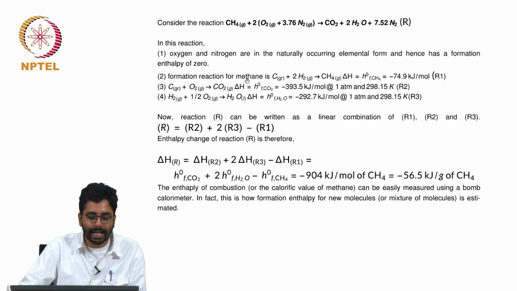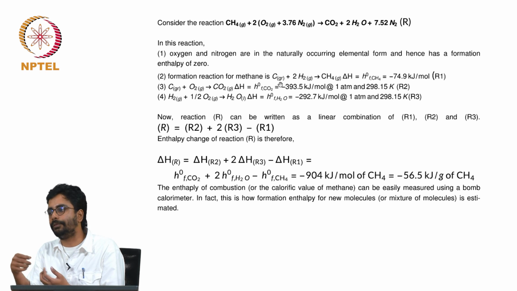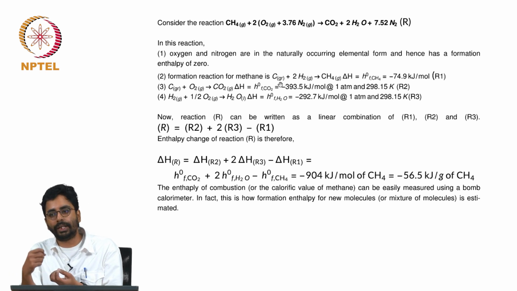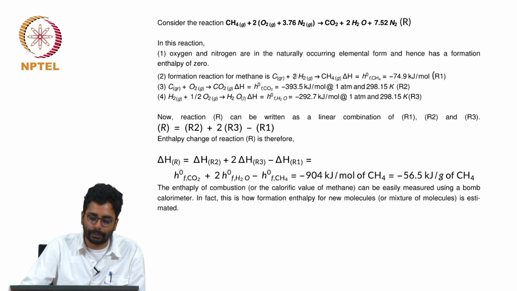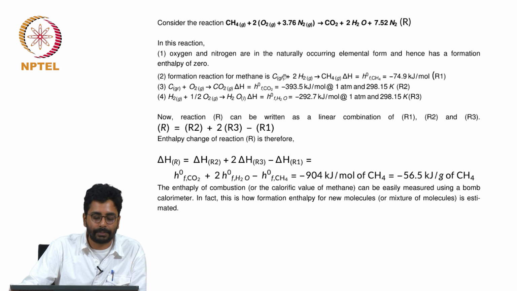And the formation reaction for methane, remember that the definition of formation reaction is that the molecule should be formed from its constituent elements in the naturally occurring form. So methane has carbon and hydrogen. The naturally occurring form for carbon is carbon in graphitic form, and for hydrogen is gaseous hydrogen. So the reaction is C plus 2H2 goes to CH4. The enthalpy change associated with this reaction is the formation enthalpy of methane.